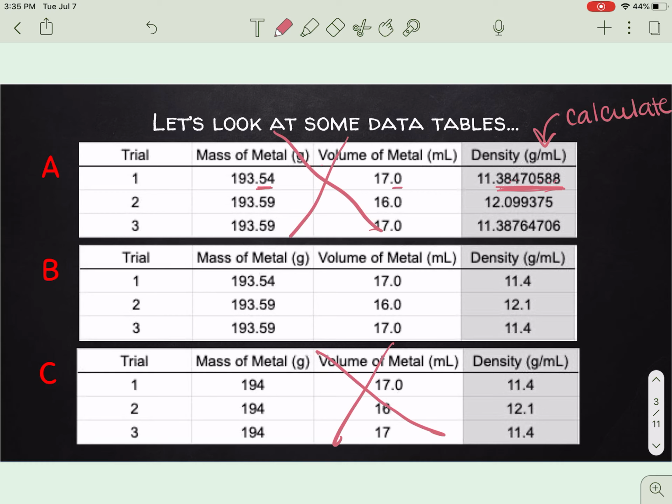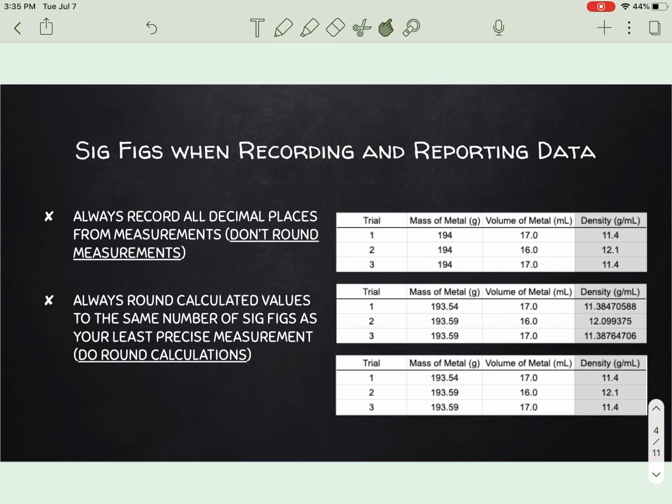Let me give you some rules for how to keep that in mind. So the first one, you always want to record all decimal places for your measurements. We don't want to round our measurements. So that is why this example here is not good.